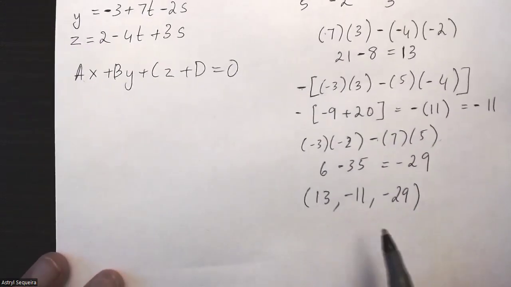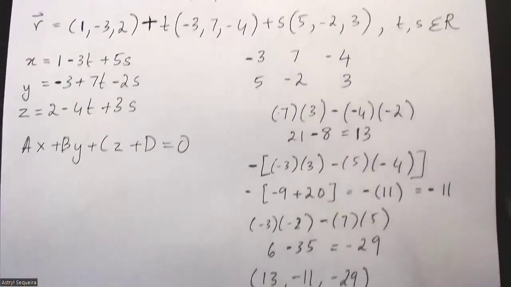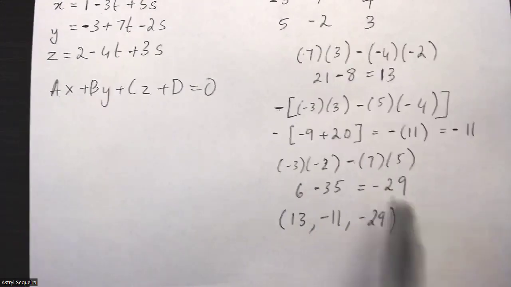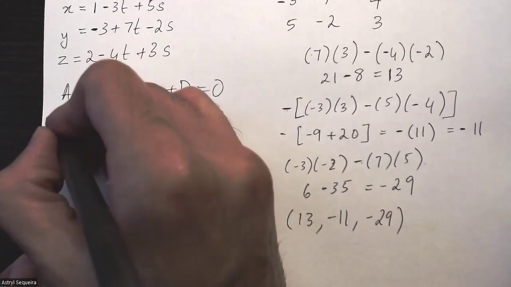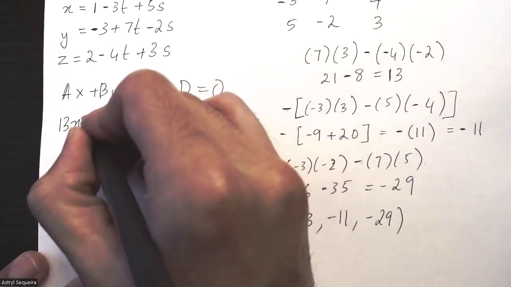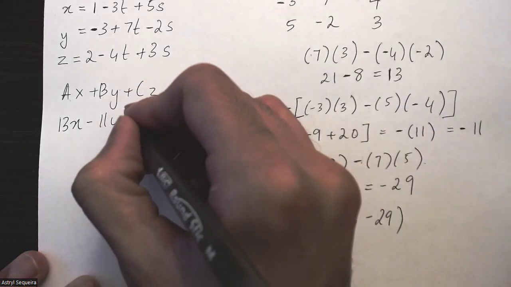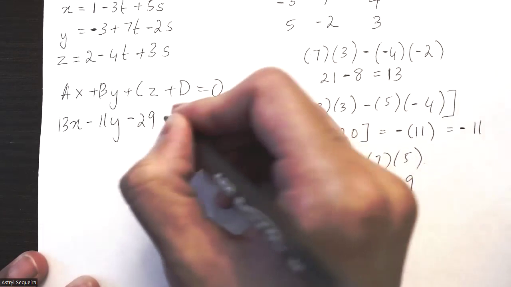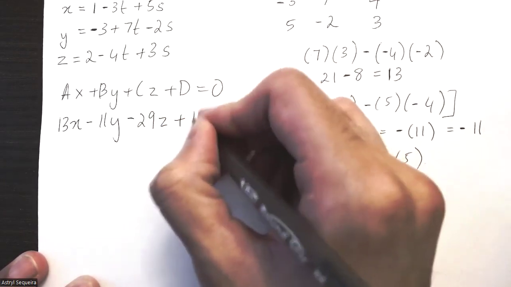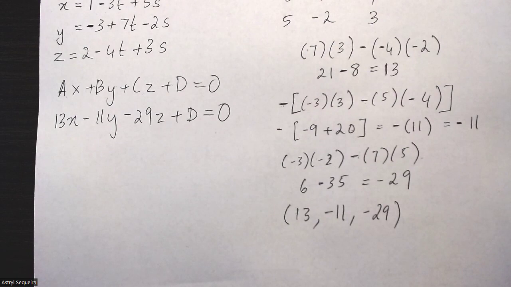And these over here, when you cross multiply two direction vectors, you're going to get the normal vector, which is the A, B, and C of my Cartesian equation. So I have 13x minus 11y minus 29z plus d equals to 0.